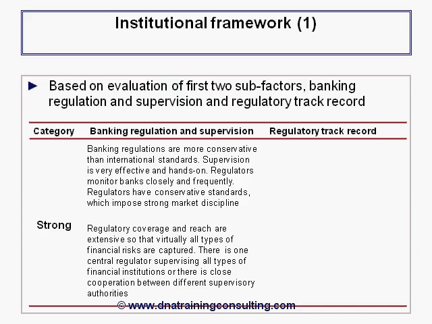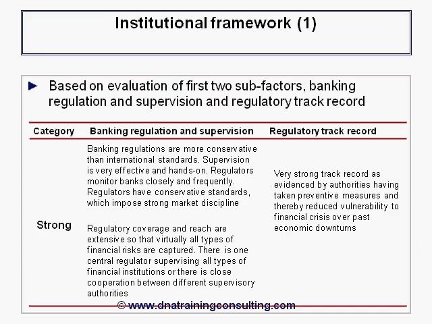The regulatory track record is deemed strong if the authorities have taken preventive measures and thereby reduced vulnerability to crises over past economic downturns. Under the criteria, Canada, for example, would have qualified as strong based on its track record leading up to and after the 2007-2008 financial downturn.